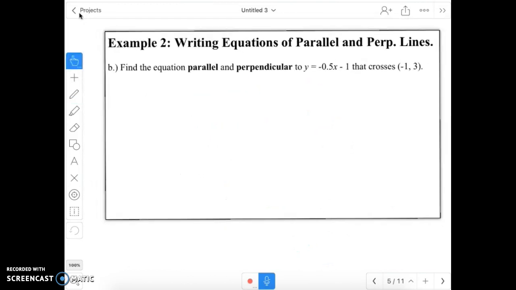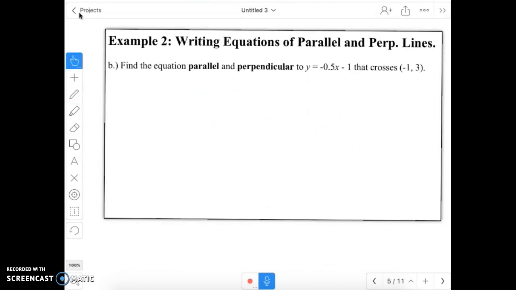All right, I will leave this one for you guys to do. So make sure you pause the video and take a look at this. That negative 0.5, you could always rewrite that as negative 1/2 for your slope. So there's the little pointer there. And moving on.